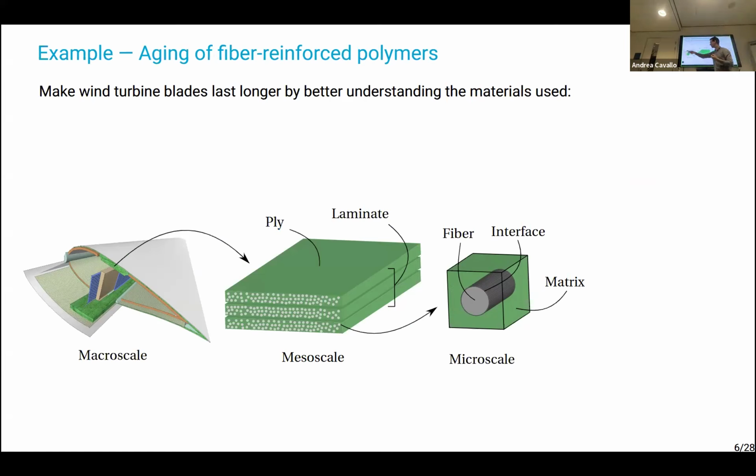So this is a maybe not very good drawing of a wind turbine blade, but if you cut a wind turbine blade and you look at the material inside, you'll see that it's made out of what we call composite material, that we stack in layers. And if we look closely, we see, like I said, these fibers embedded into this material. So there's a clear multi-scale nature to the material.